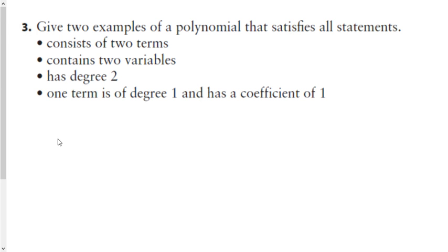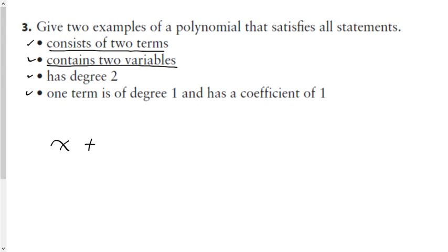It says, give 2 examples of a polynomial that satisfies all statements. So it has to be all 4 of these things within the polynomial. Right away, it consists of 2 terms. So we know that the polynomial I'm going to make in both cases is going to be what type of polynomial? That's right, a binomial. They have to contain 2 variables.